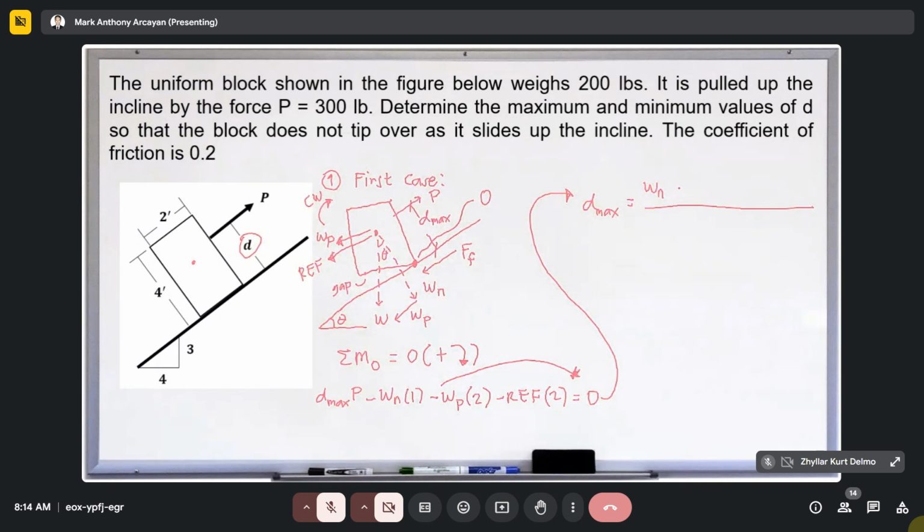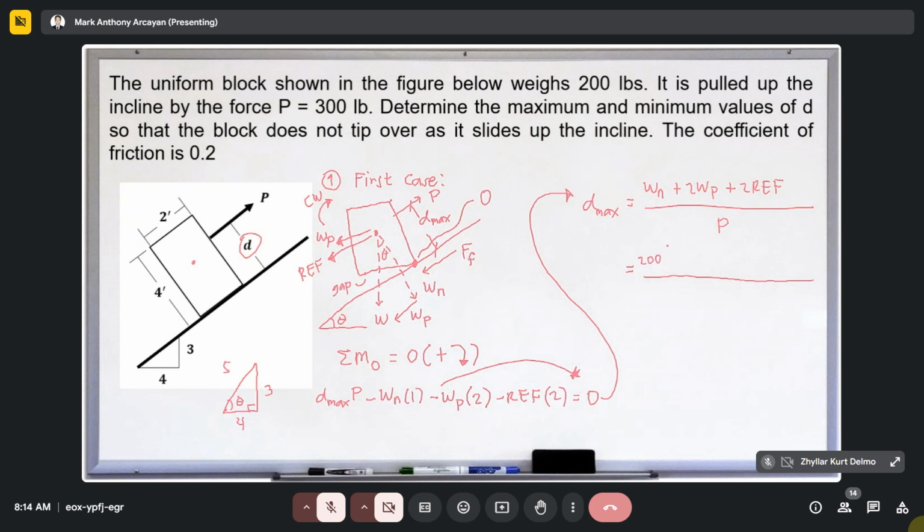So we have Wn plus 2Wp plus 2Ref all over the force P. The normal component of the weight is equal to the weight times the cosine of theta. We will draw again the right triangle. This is theta. This is 3, this is 4, and this is 5.